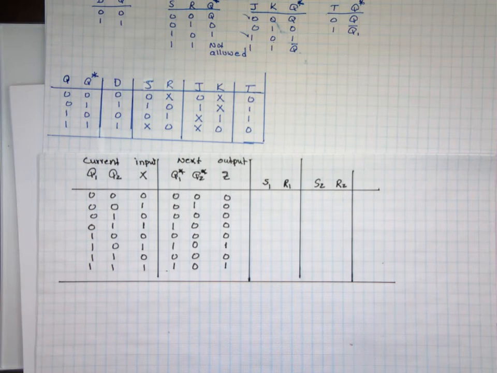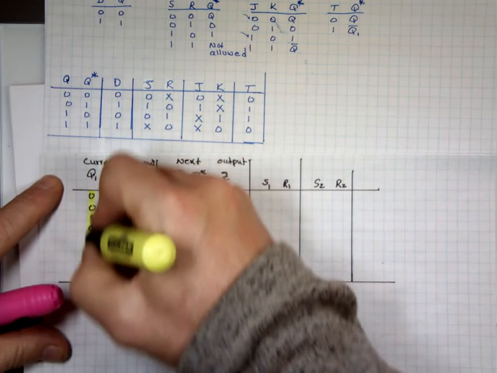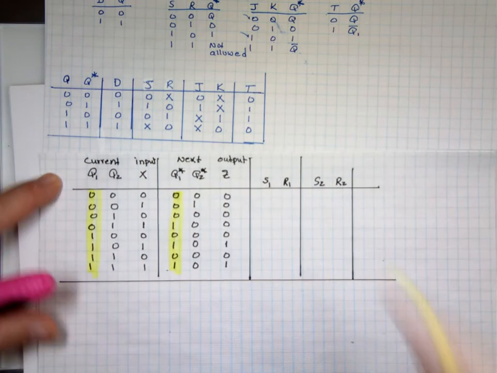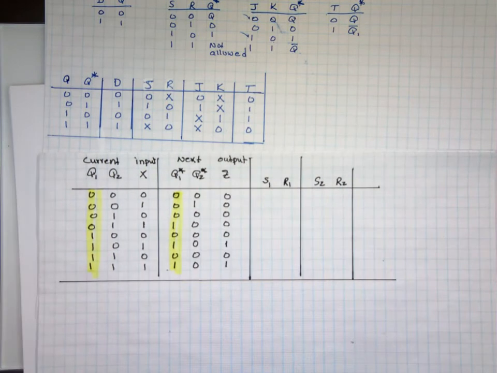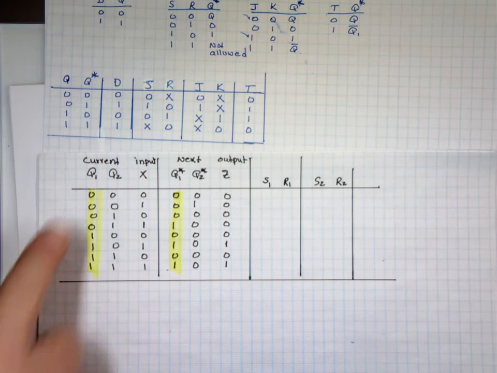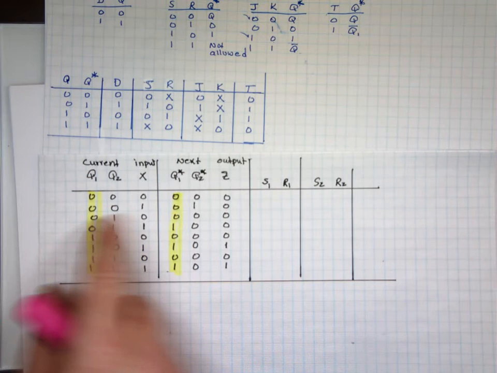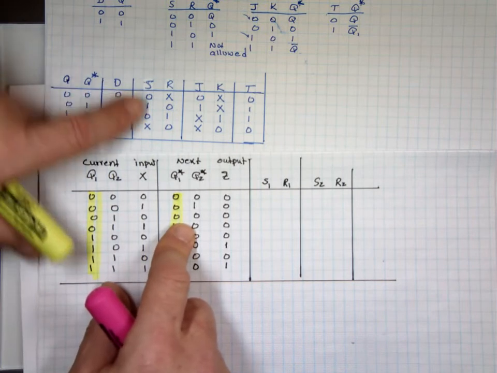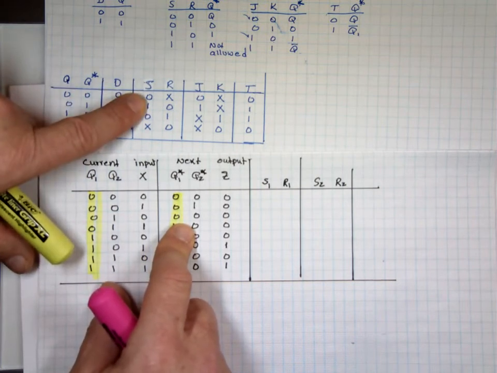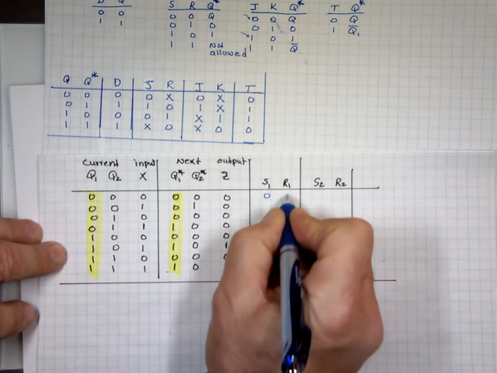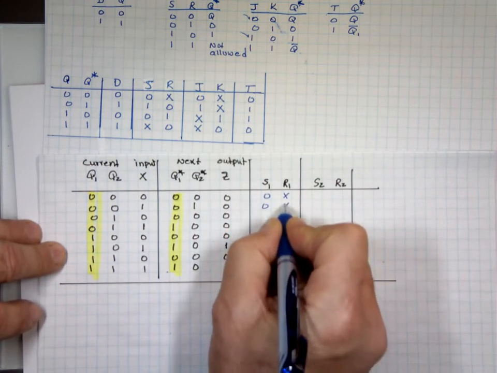For S1, R1, I have to look at this column. Can you see the yellow there on the screen? With this column, where I am and where I need to go. From 0 to 0, the first three of them, 0 to 0. Well, 0 to 0 with SR should be what? 0 and don't care. Can you see it, everyone? So that should be 0, don't care, 0, don't care, 0, don't care.